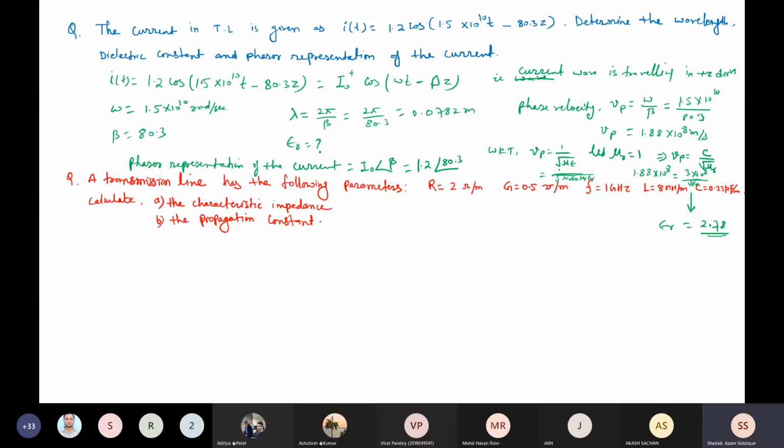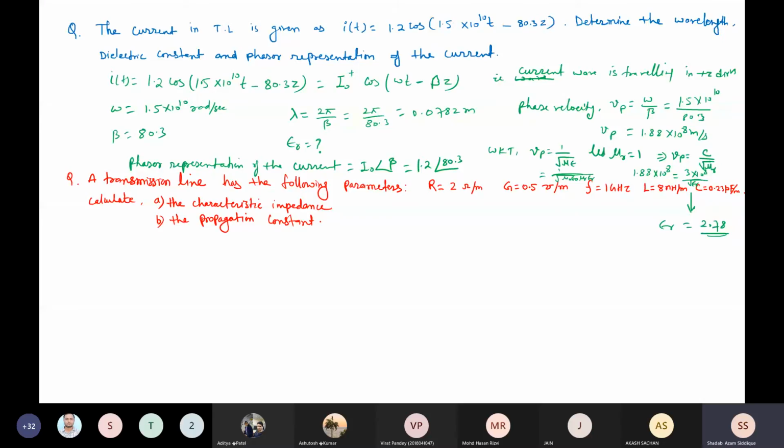Okay, now we have another question. A transmission line has the following parameters: R is equal to 2 ohm per meter, G is the conductance, 0.5 mho per meter, frequency is 1 gigahertz, inductance is 8 nanohenry per meter, and the capacitance is 0.23 picofarad per meter. Calculate the characteristic impedance and propagation constant.